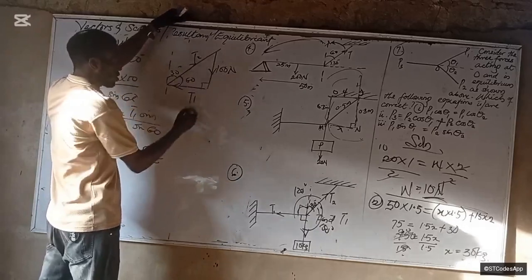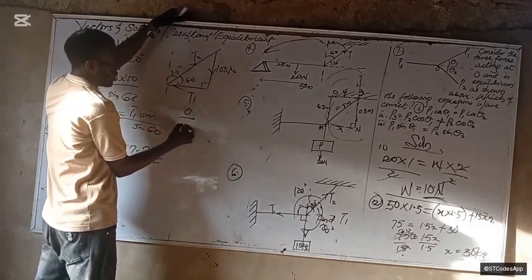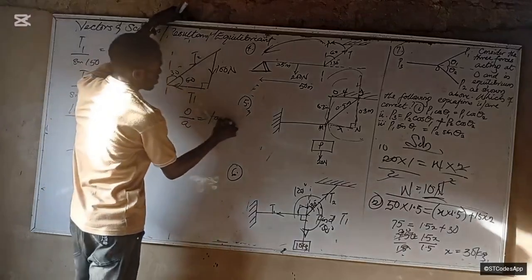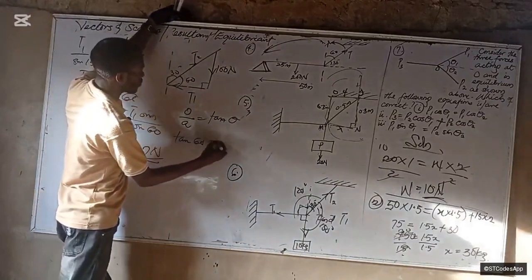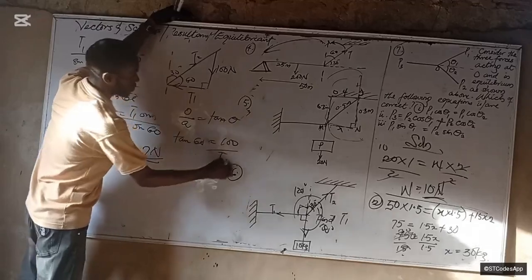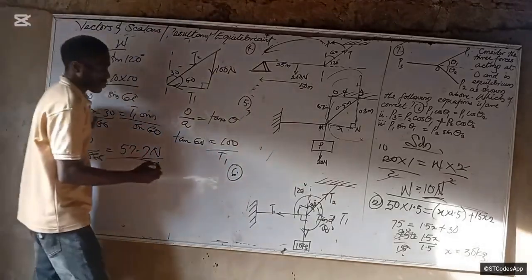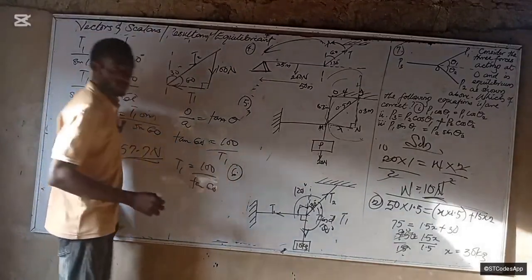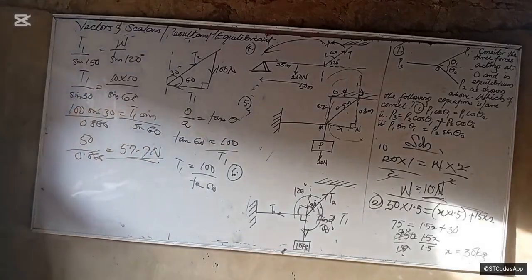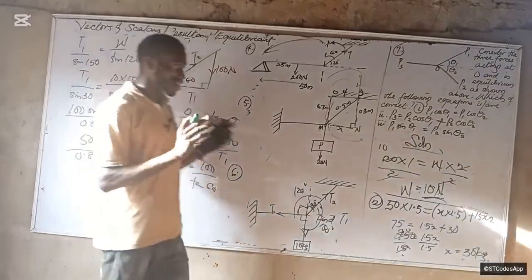This guy is opposite, right? Opposite over adjacent is equal to tan theta. And what we have is tan 60. So we have tan 60 is equal to opposite, which is 100, over T1. By the time you do it, T1 will be equal to 100 over tan 60. What's tan 60? Divide it. 57.7. Are we clear? Is it hard?